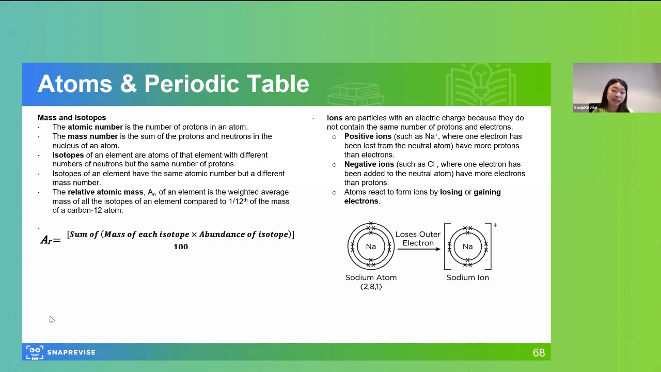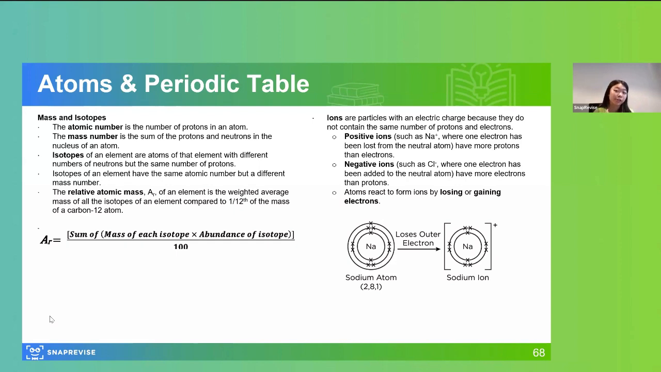You also have to be able to calculate the relative atomic mass through different isotopes. You have the equation right there: the sum of the mass of each isotope times its abundance, divided by 100. So if there's 60% of 30 and 40% of 28, you're going to do 60 times 30 plus 40 times 28, divided by 100. I don't remember the numbers I gave, but that is the equation you need to use.